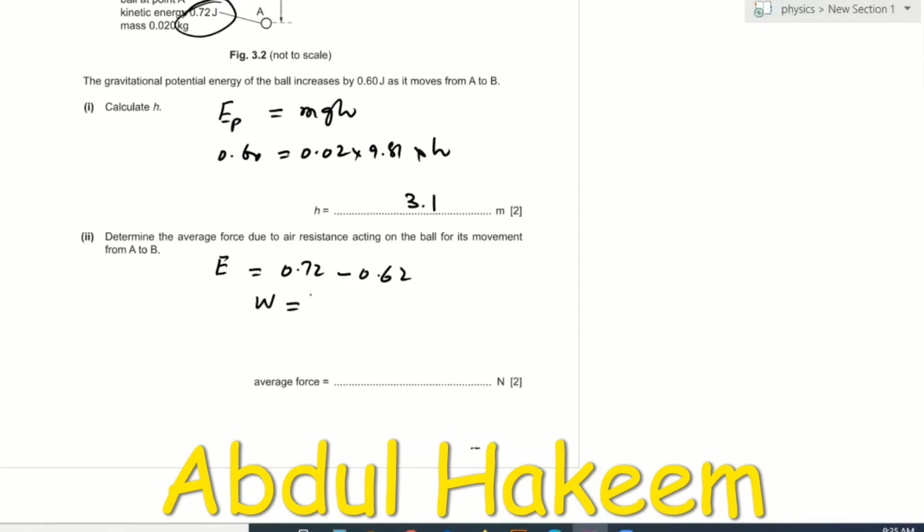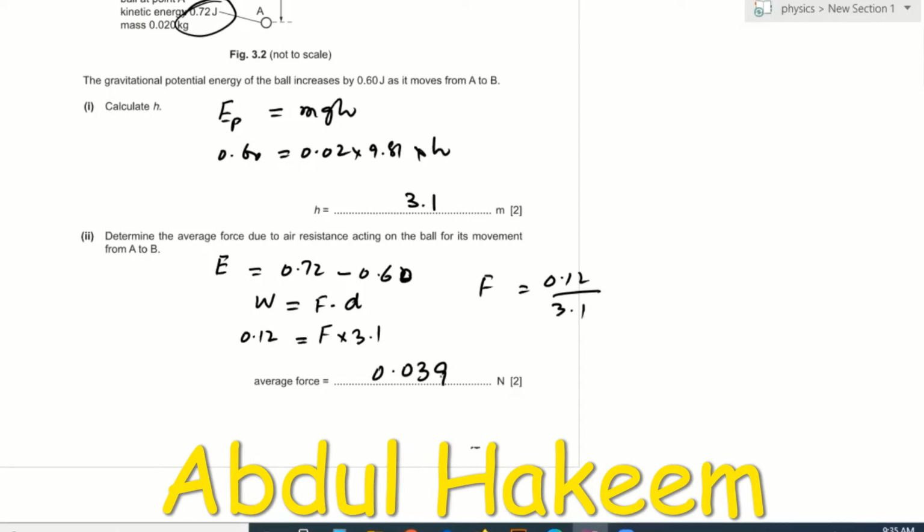So the work is equal to F into D. So 0.72 minus 0.60. This is not 0.62, this is 0.60. So the answer is 0.12, the difference. So this is the work done, force required, and the distance covered is 3.1. Hence, F is equal to 0.12 divided by 3.1. So the average force is 0.039.